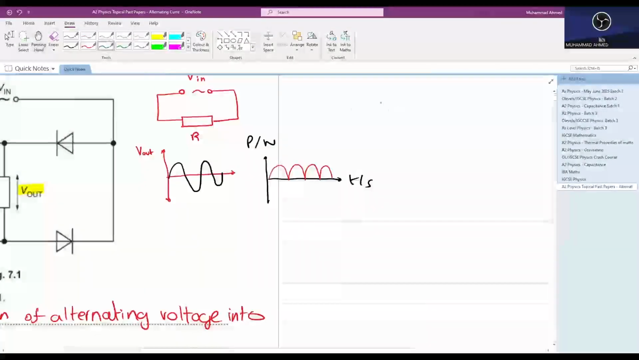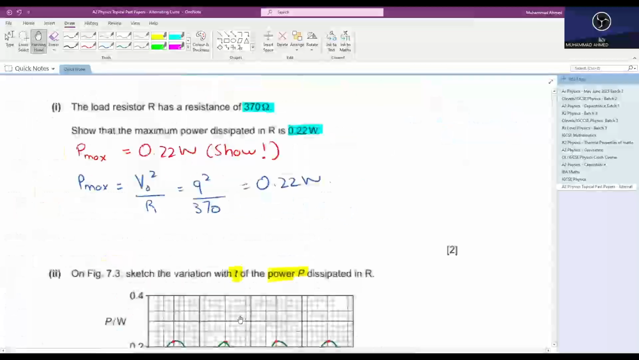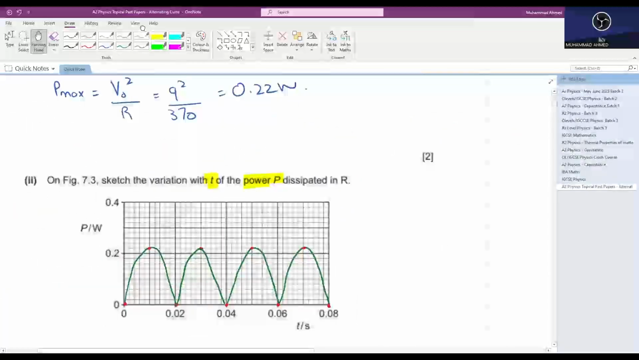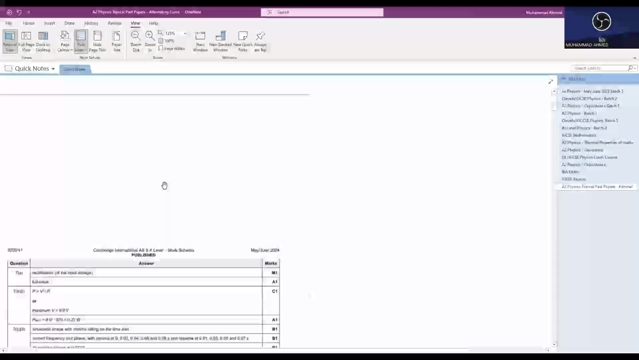Okay. And now if anyone is still confused about how your power versus time graph remains the same, what was the formula for power? V squared over R. Even if you put a negative value of V, it will get squared and give you the same positive power, V squared over R. So either your voltage remains positive or negative, your power will come out to be positive. I hope this simple mathematical trick was clear to you guys. Let's move on to the next question.